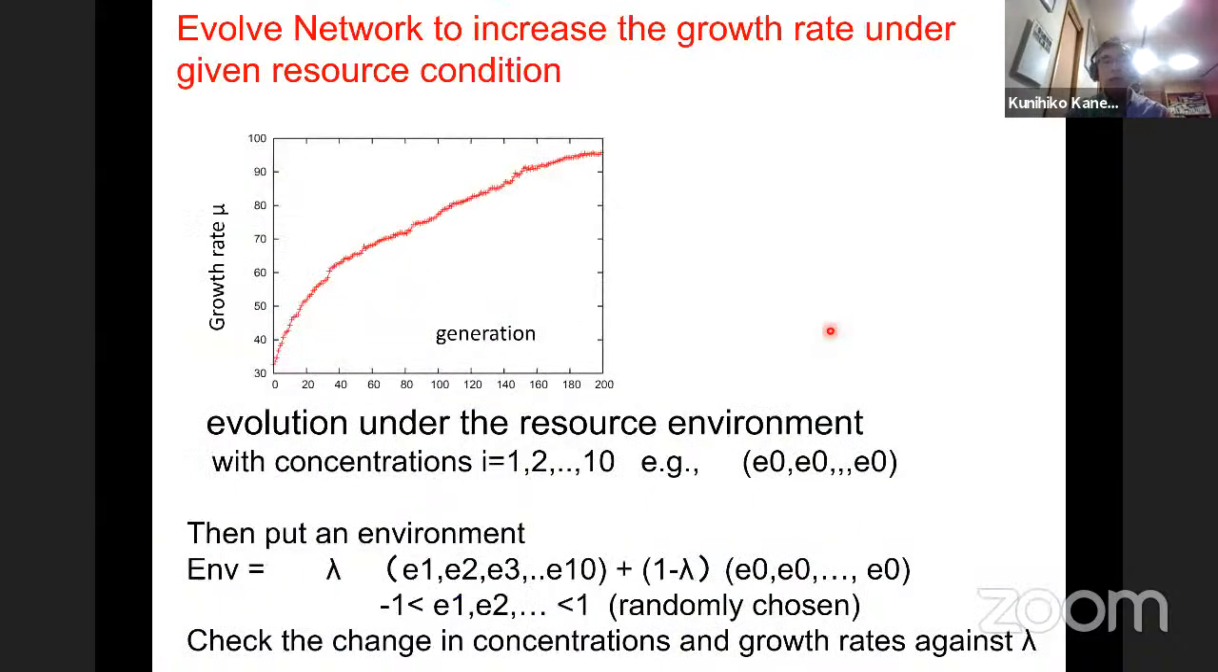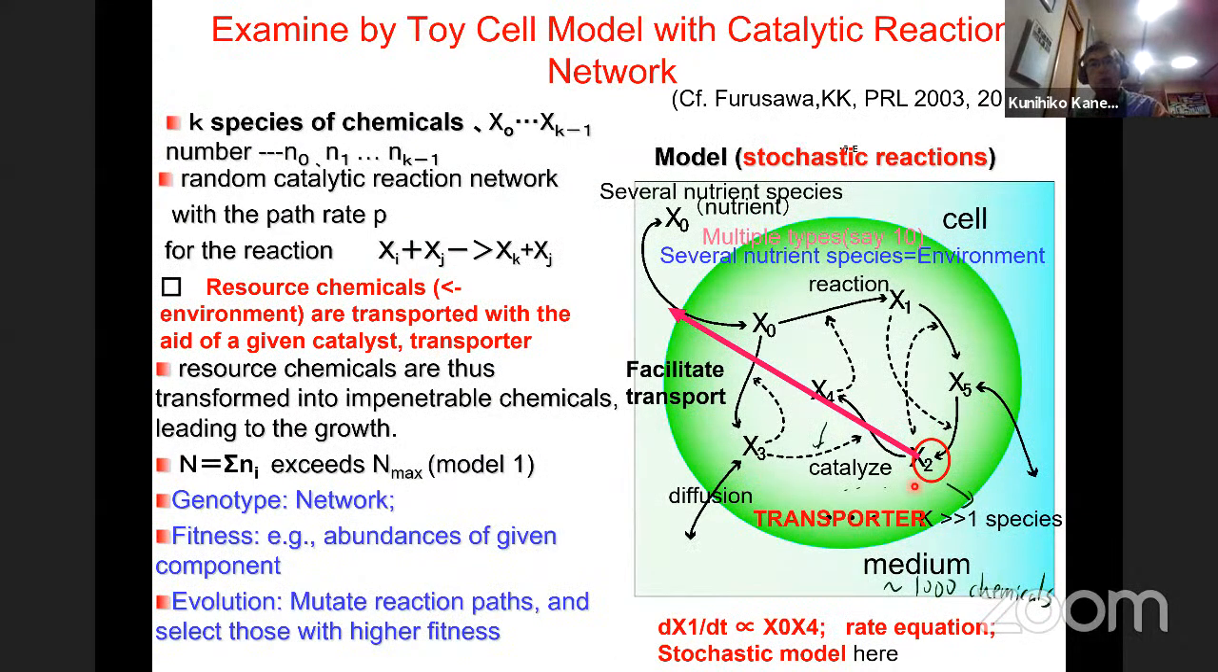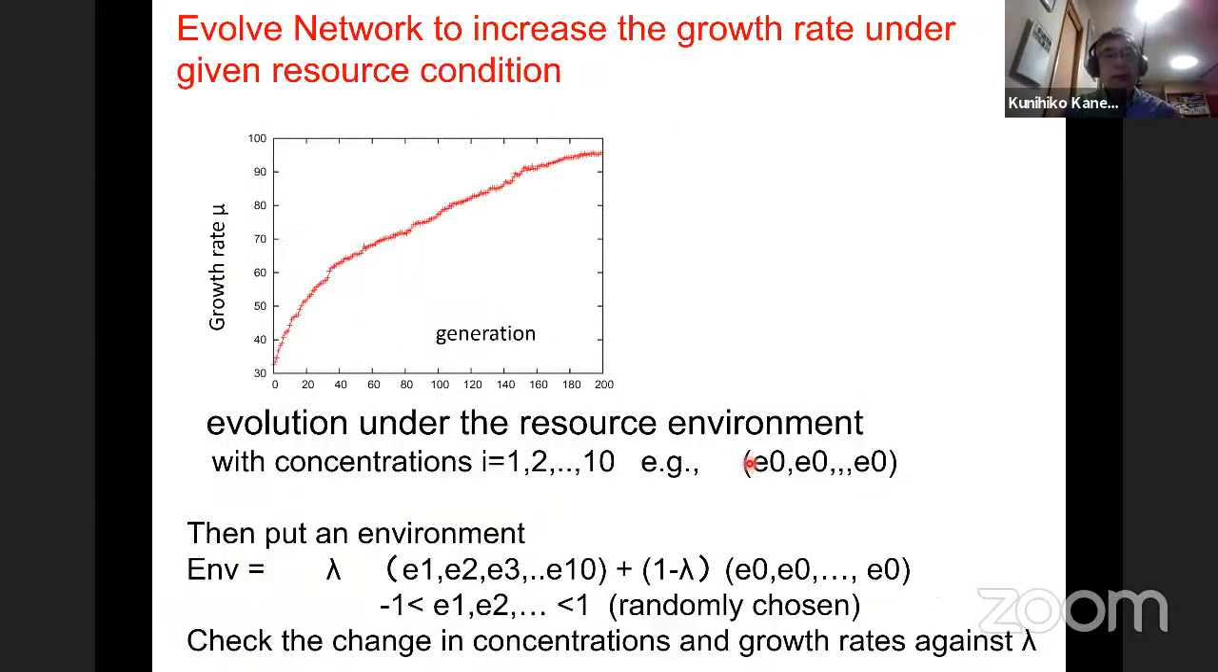So here, initially, we assume that there are 10 resource chemicals, and all these 10 chemical resources are identical, so the same concentration. And we did this simulation by using a stochastic reaction network model, so that includes some kind of noise. Okay, and then it divides and mutates and divides and mutates. And then after generations, the growth rate of this cell increases. Okay, we select such higher growth cells, so that's rather natural.